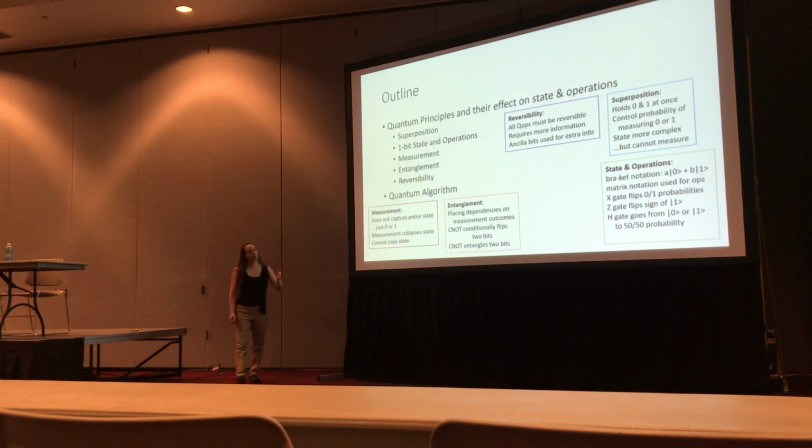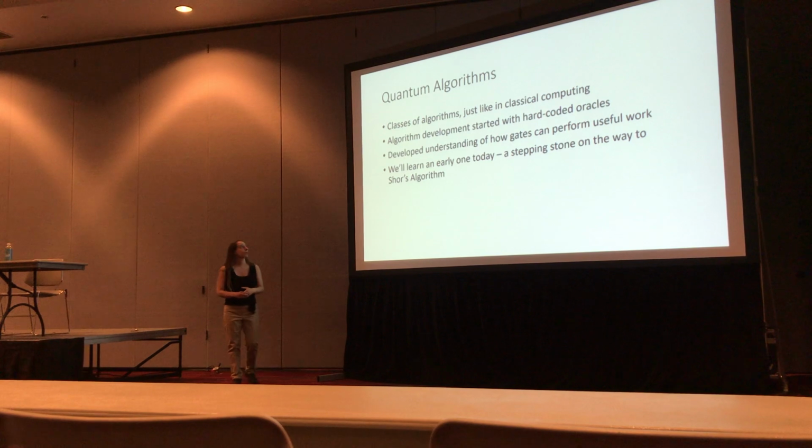All right, so we're done with the intro to quantum principles, and now I'll go through one of the first quantum algorithms. The purpose of showing this algorithm is to show that one class of algorithms for quantum computing is very different from what we use for classical computing. Algorithm development with quantum computing started with oracles, and I'll go over what oracles are in a minute. But these were used to develop an understanding of how gates can be used to perform computation. And so we'll learn one of the early ones today.